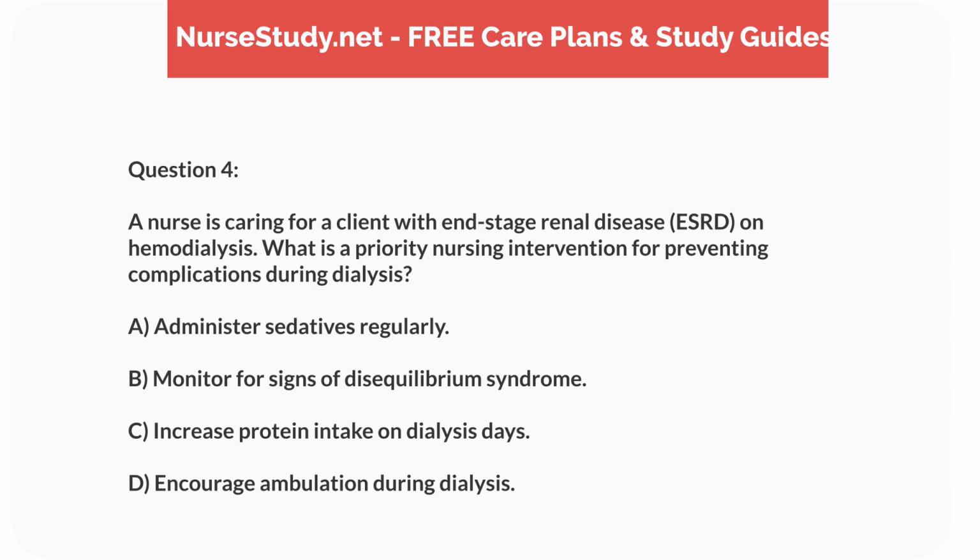Question 4. A nurse is caring for a client with end-stage renal disease, ESRD, on hemodialysis. What is a priority nursing intervention for preventing complications during dialysis? A. Administer sedatives regularly. B. Monitor for signs of disequilibrium syndrome. C. Increase protein intake on dialysis days. D. Encourage ambulation during dialysis.